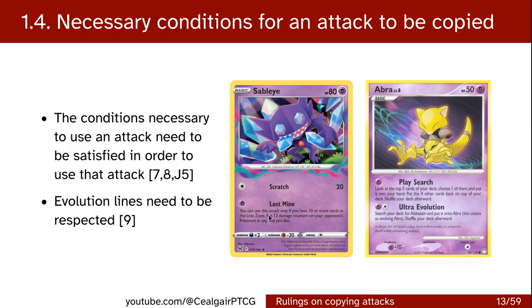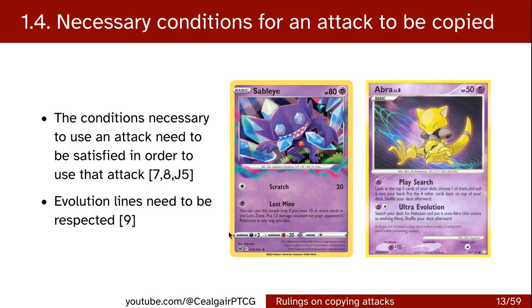So for example, if I have this Sableye with the Lost Mine attack, which says you can use this attack only if you have 10 or more cards in the Lost Zone, and I try to copy its attack in any way, shape or form, while I have less than 10 cards in the Lost Zone, then I will actually not be able to copy Lost Mine. So I will not be able to put the 12 damage counters, etc, etc.